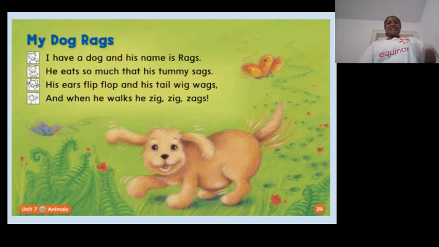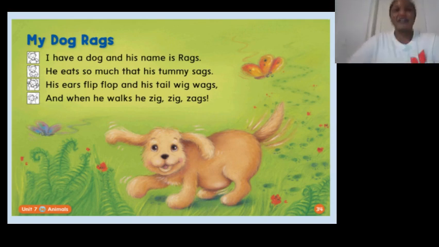I have a dog, and his name is Rags. He eats so much that his belly sags. His ears flip-flop, and his tail wig-wags. And when he walks, he goes zigzag. Flip-flop, wig-wag, zigzag. Flip-flop, wig-wag, zigzag. I love Rags and he loves me. I hope you like that poem. It's one of my favorite little poems.